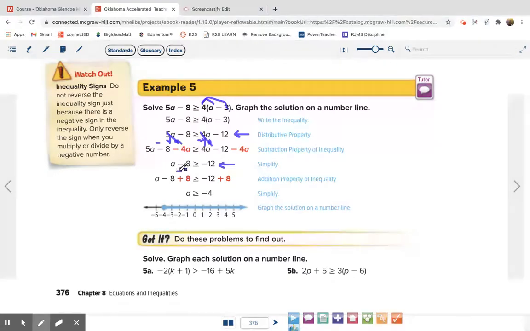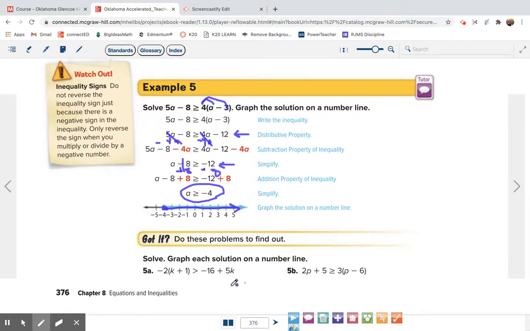Now to solve for a, we just have to add that 8 to both sides. So I have a is greater than or equal to, and then negative 12 plus 8 is negative 4. So to graph it on a number line, we go to negative 4, make sure our number line's in order. It's greater than or equal to, so it is a filled-in circle. And it says a is greater than that, so it is going to the right. It's getting bigger. Don't forget, this one didn't do it, but if we were having to divide or multiply by a negative number, your inequality sign flips around.